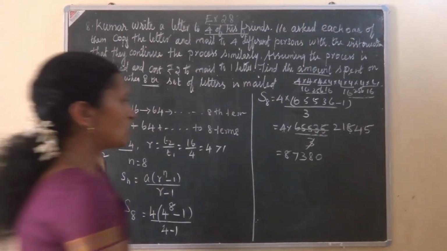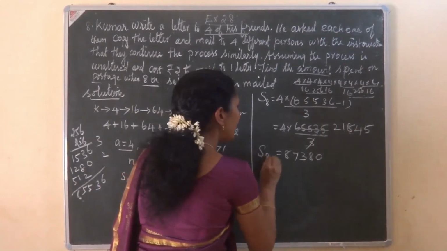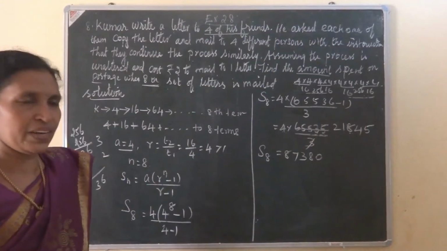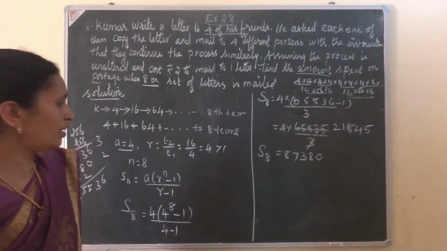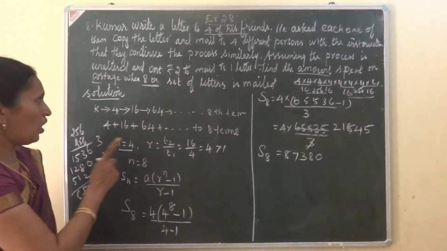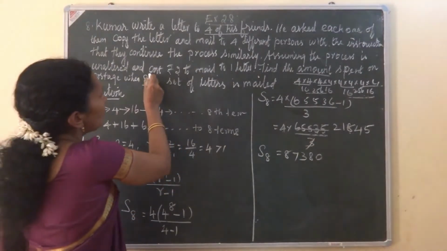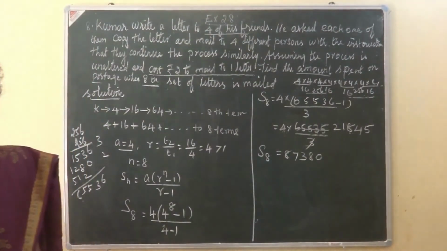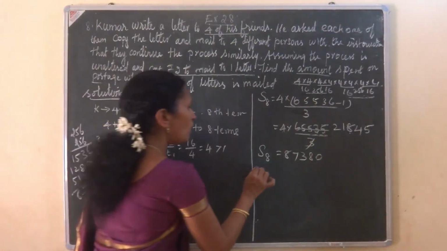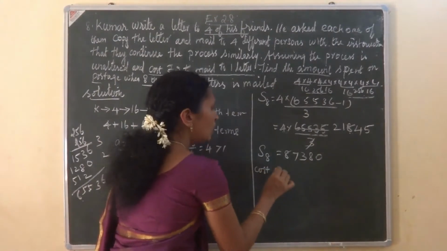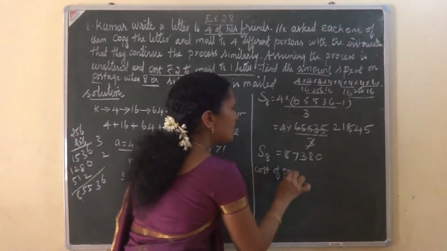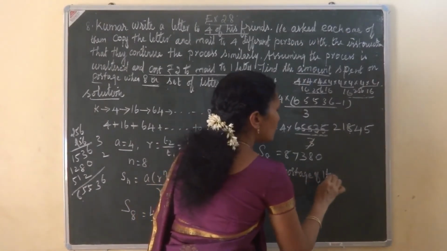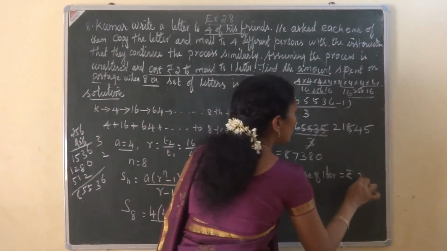87,380. Okay. So now S8 equal to 87,380. Now listen. Cost of rupees 2 to mail 1 letter. So cost of postage of 1 letter. Postage of 1 letter equal to rupees 2.